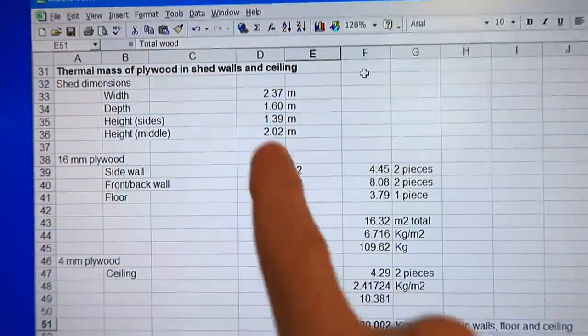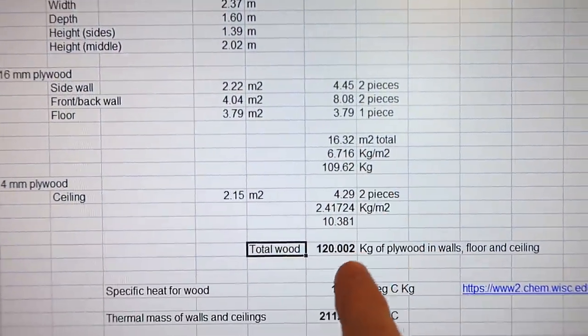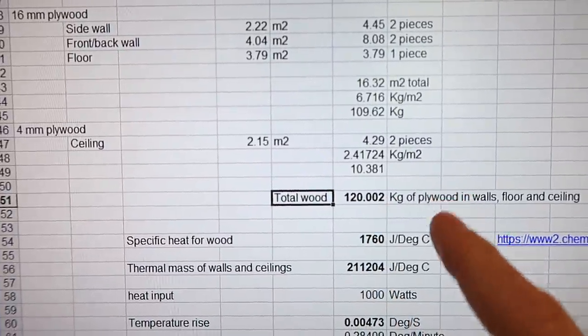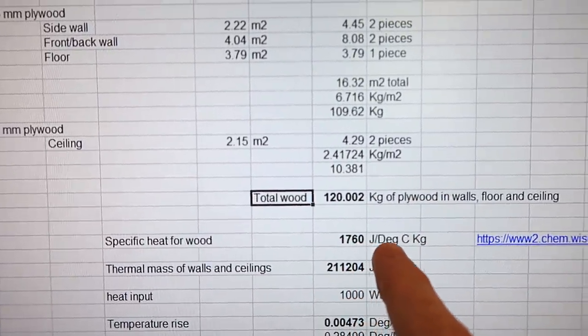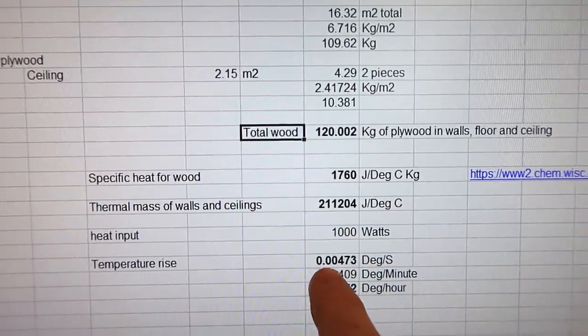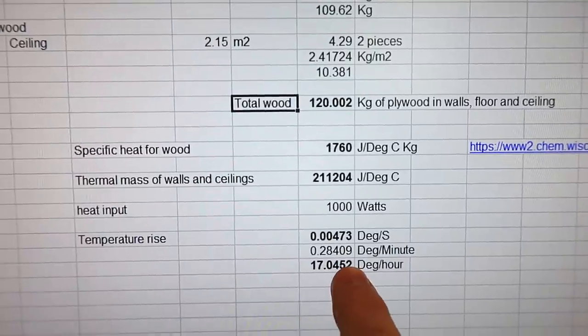So if the air in the shed is that easy to heat up, the rest of the heat has to go into the walls and whatever might be in the shed. Using the dimensions of the shed and the mass per square meter for the plywood that I was using, I worked out that I have 120 kilograms of plywood in the floor, walls, and ceiling, times 1760 joules per degree a kilogram. That comes to, at 1,000 watts, a 0.00473 degree rise per second, or 17 degrees per hour.